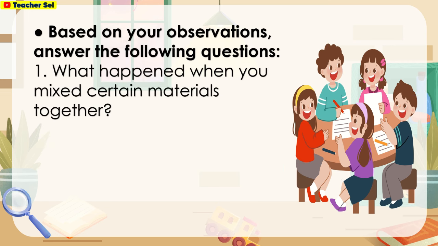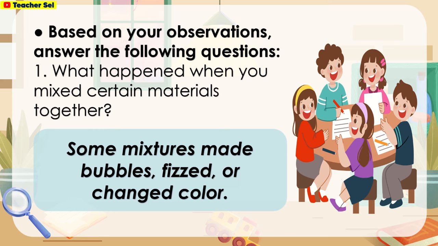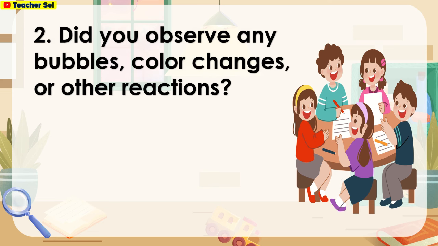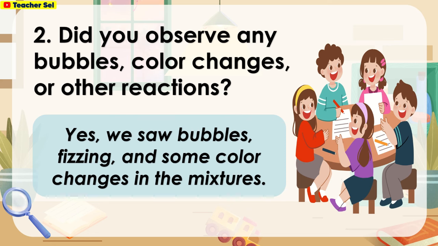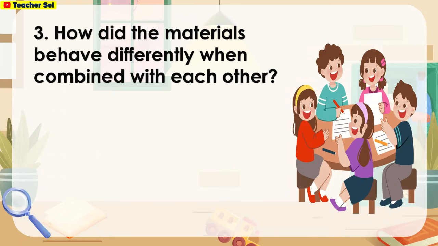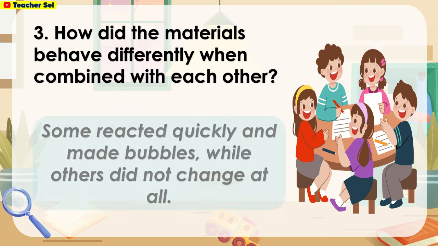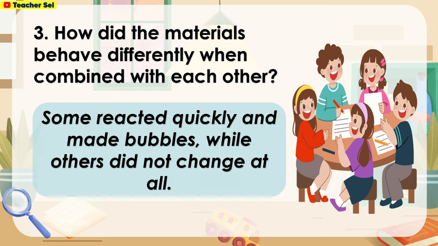Based on your observations, answer the following questions. What happened when you mixed certain materials together? Some mixtures made bubbles, fizzed, or changed color. Did you observe any bubbles, color changes, or other reactions? Yes, we saw bubbles, fizzing, and some color changes in the mixtures. How did the materials behave differently when combined with each other? Some reacted quickly and made bubbles, while others did not change at all.